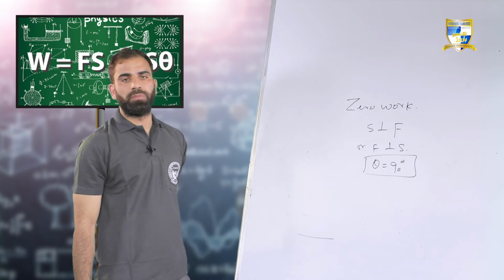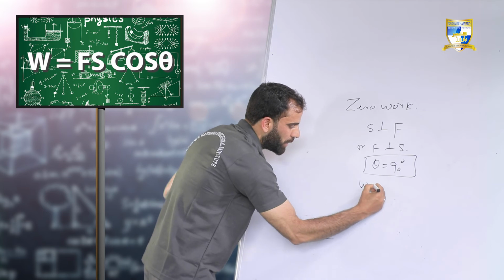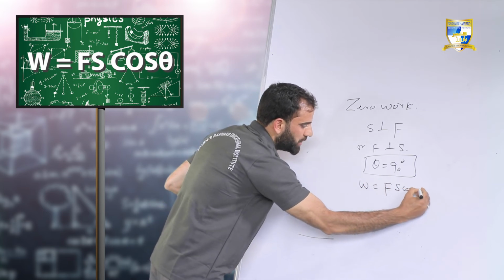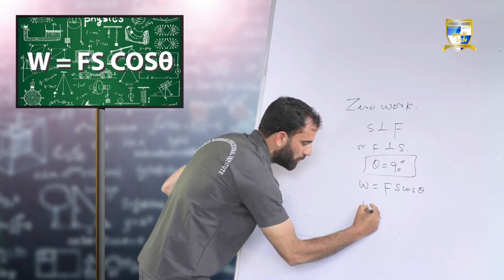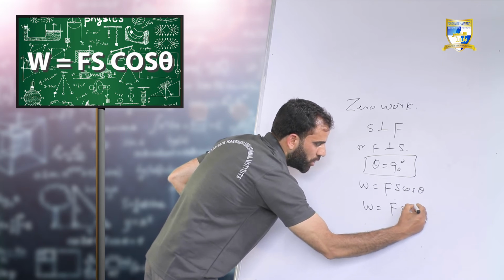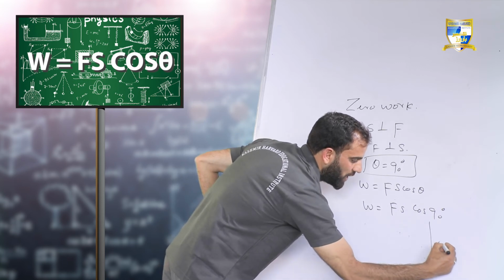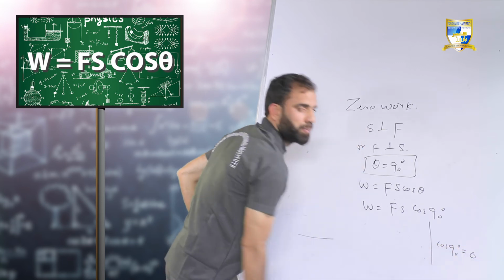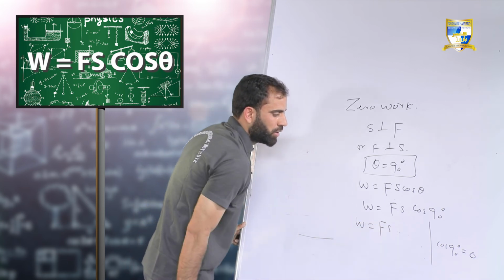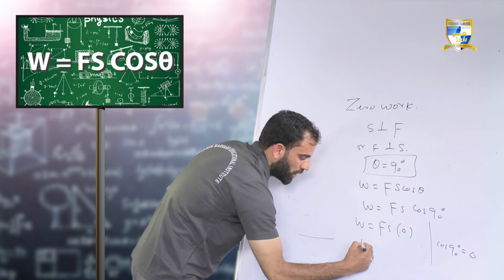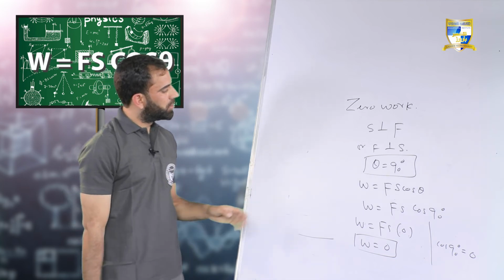What will be the work done? It will be 0. How? Let us see here. Again, I am going to use the formula, W equals Fs cos theta. And what is my theta here? It is 90 degrees. So I can write here W equals Fs cos 90 degrees. And we know cos 90 is 0. So what will be the work done? It will be like this: W equals Fs times cos 90, which is 0. So the work done will be 0.